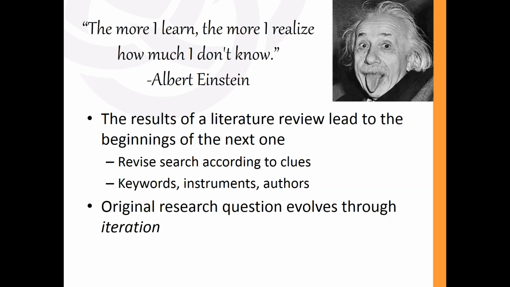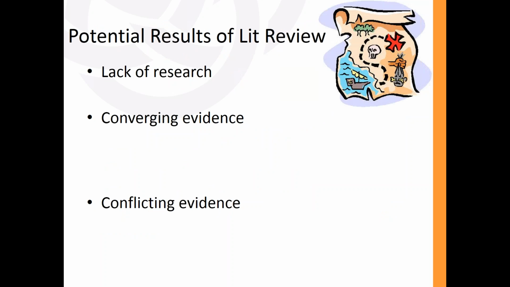Once you have your lit review sort of completed, you may find that there are one of these three outcomes. One is that there's a lack of research on the topic. Another one is that there's converging evidence, all seeming to point you in the same general direction, showing the same sort of repeating pattern of results. And the third one is that there's conflicting evidence. So different studies studying the same thing, or different authors studying the same thing, come up with contradictory findings.